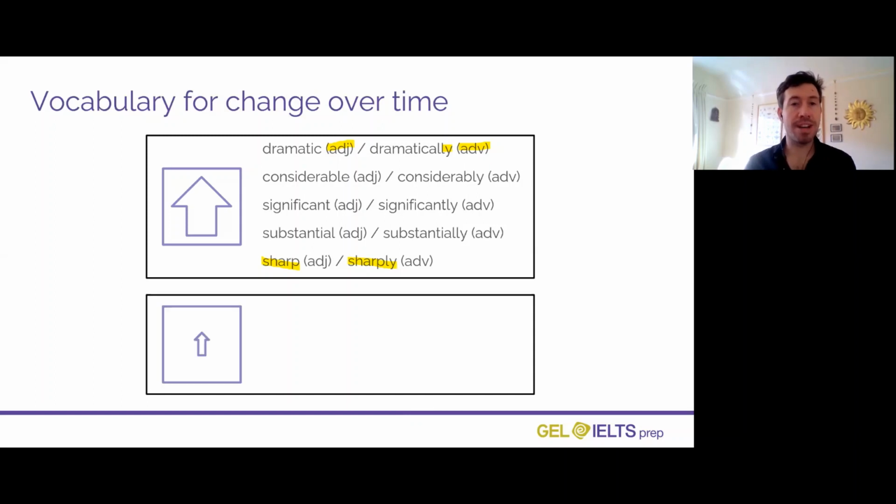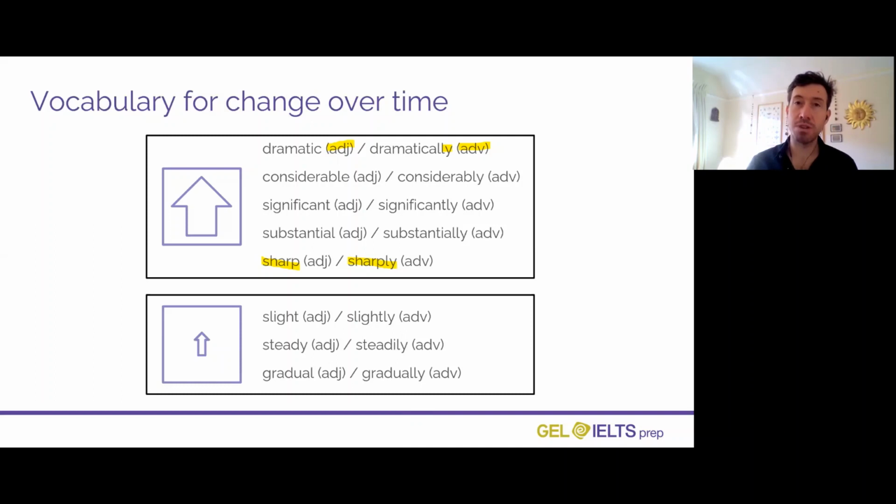And then we can talk about small or slow changes. So we could say slight, a little change, or slightly. We could say steady, which doesn't really mean little, but it means slowly. It changes slowly. So steady and steadily. And then we've got gradual and gradually, which is the same as steady and steadily. So it means it changes very slowly.